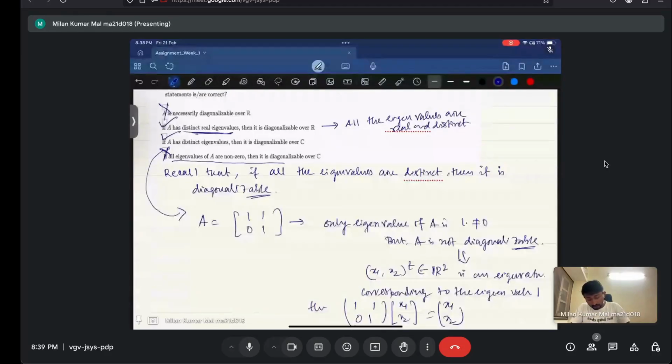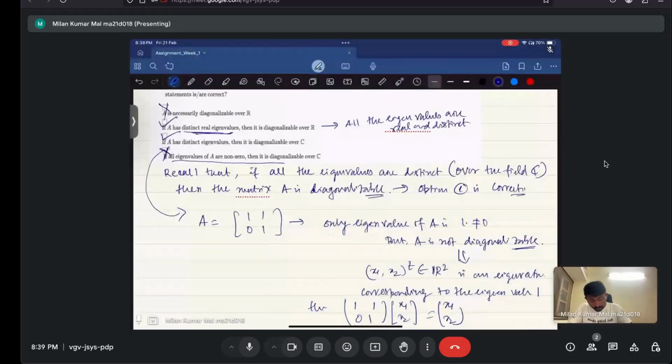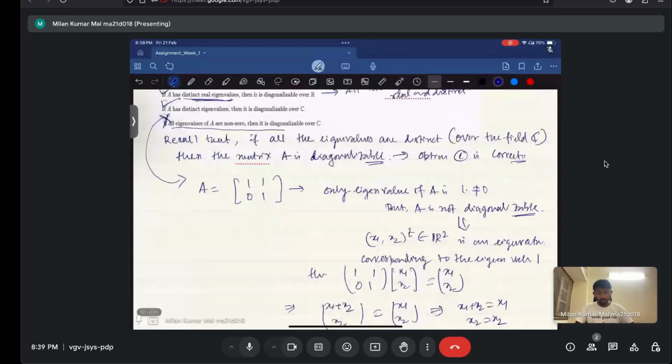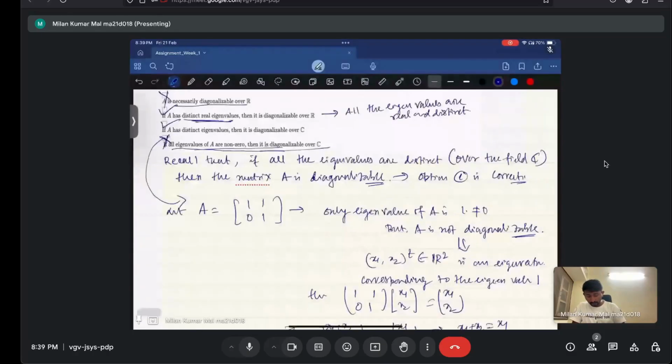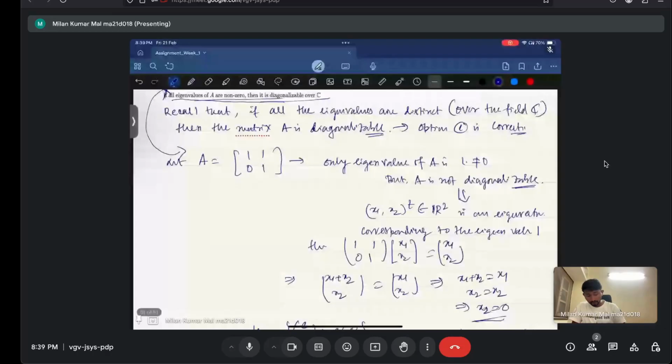Now let A be equal to this matrix, which is not diagonalizable. So the first option, that A is necessarily diagonalizable, is false. The second option, that if all the eigenvalues are non-zero then it is diagonalizable, is also false, because here there is only one eigenvalue, that is 1, and that is non-zero. So this gives that options A and D are false.